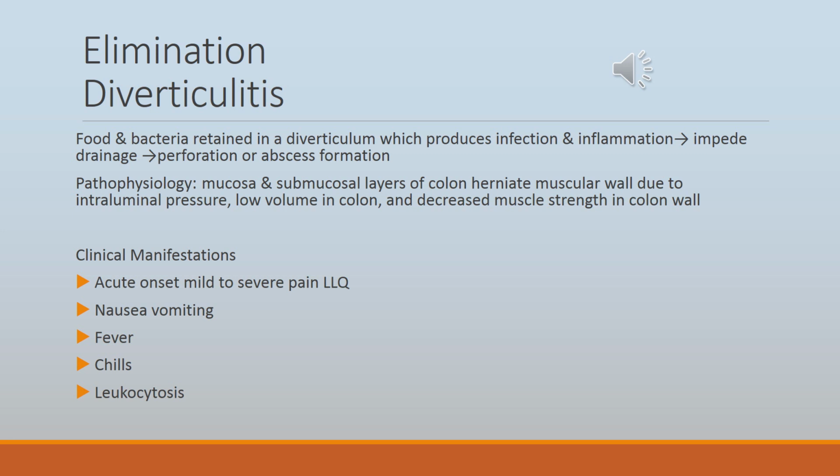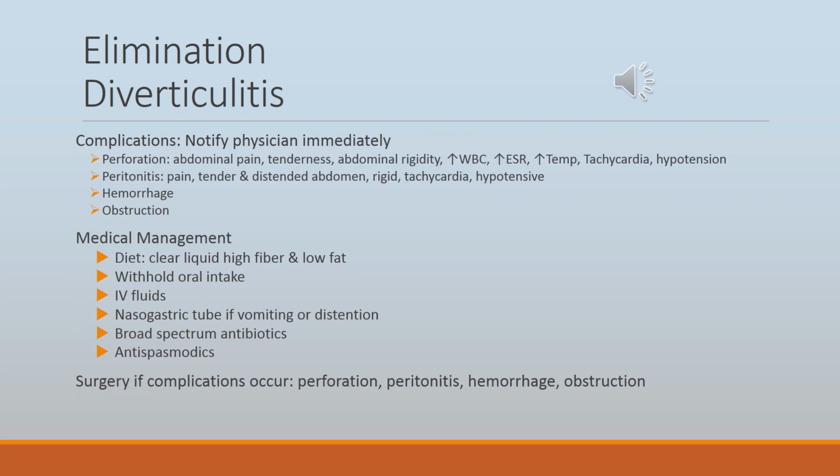For the clinical manifestations with diverticulitis, the patient reports an acute onset of mild to severe pain in the left lower quadrant, accompanied by nausea, vomiting, fever, chills, and leukocytosis. This condition, if untreated, can lead to peritonitis and septicemia. Complications of diverticulitis include peritonitis, abscess formation, fistulas, and bleeding. For complications, the nurse must notify the physician immediately.